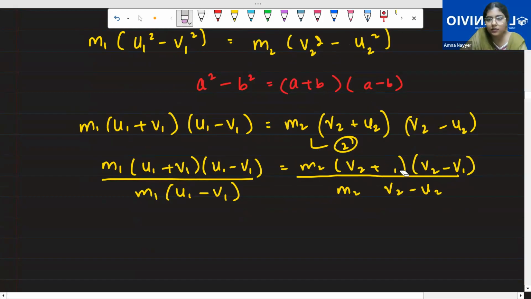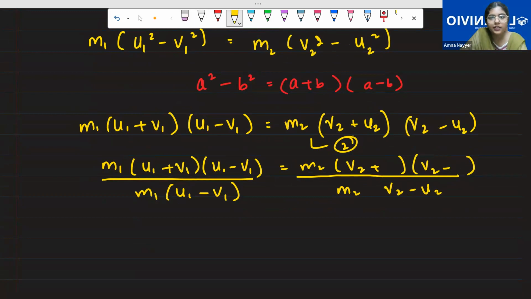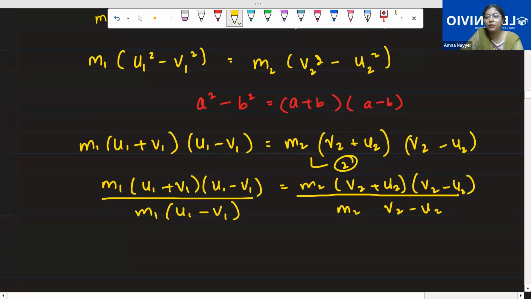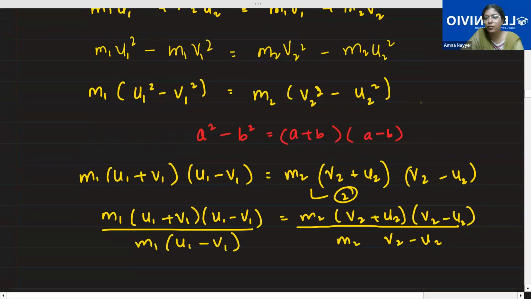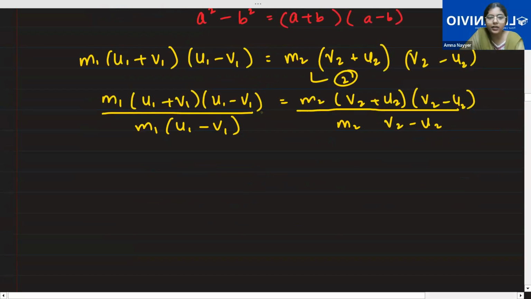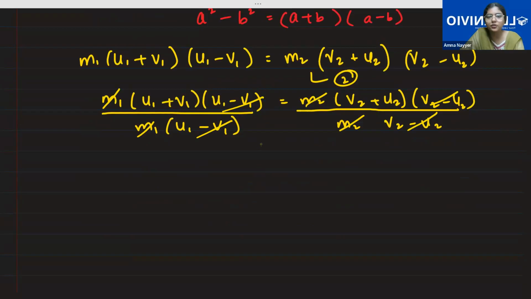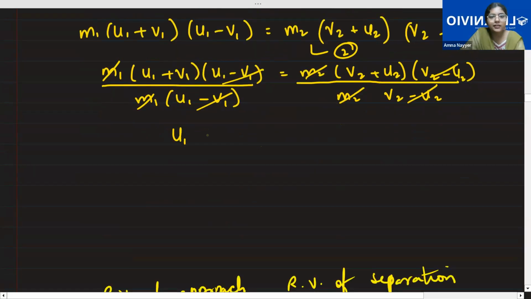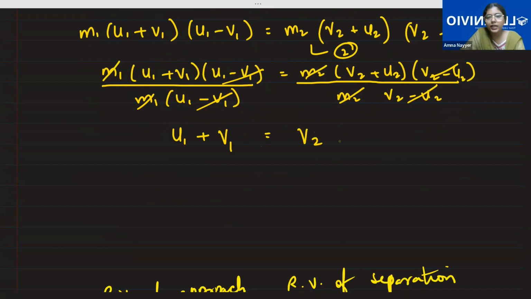Similarly, here also this will be U2. I don't know why by mistake I wrote V1 instead of U2. I hope you're getting it. So this is U2 only. Okay, so brackets get cancelled. M1 will be cancelled. M2 gets cancelled. These brackets will be cancelled. So what is left? U1 plus V1 is equal to V2 plus U2.